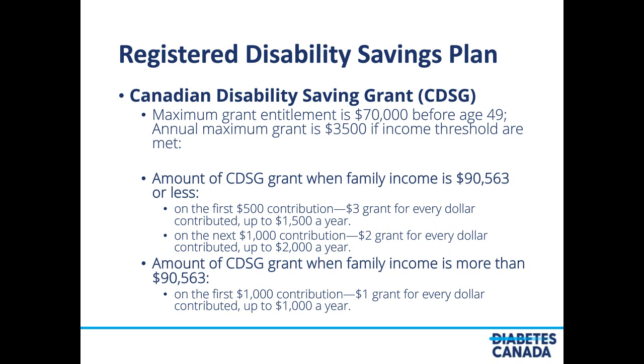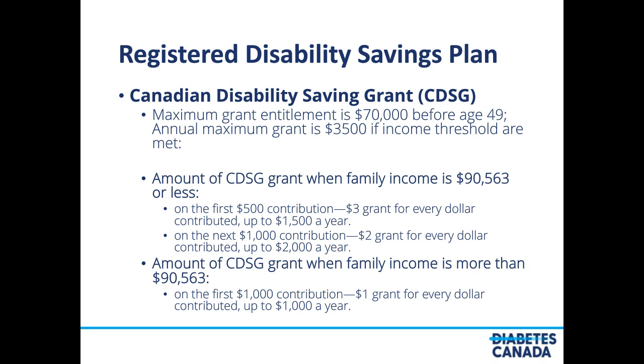If your family income, or your individual income after the age of 19, is greater than $90,563 and you make a contribution of $1,000, then you'll be receiving a $1,000 grant. In total, you can receive up to $70,000 in grants from the government. Again, it's very important to remember that you need to retain these in here for a minimum of 10 years to not have to pay the grant or the bond back to the government.